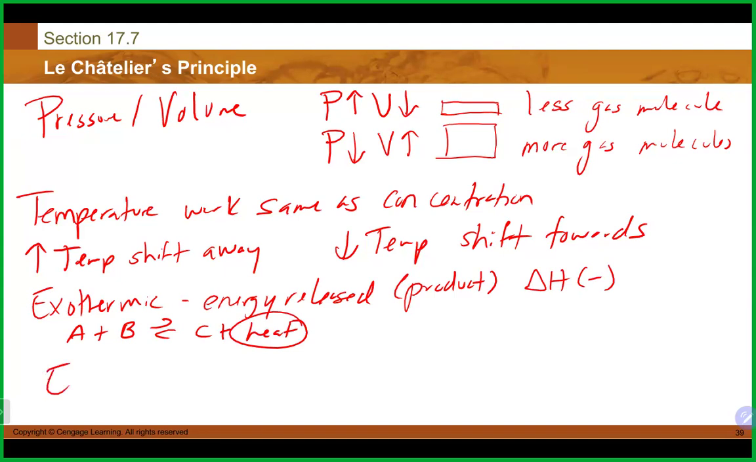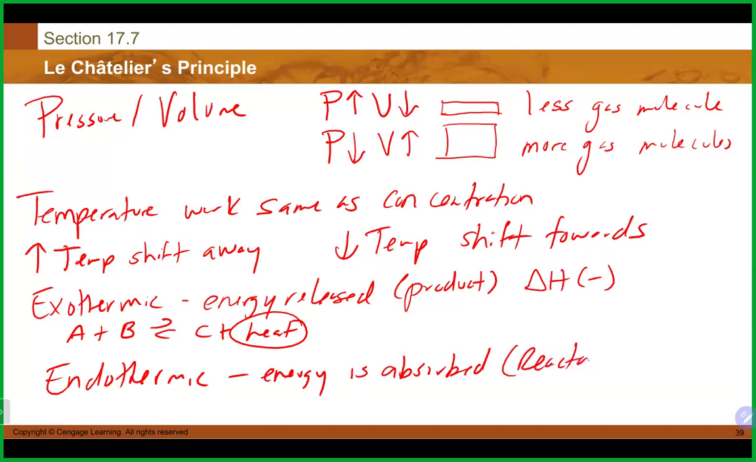If you have an endothermic reaction, energy is absorbed, and we think of it as a reactant. Remember, our delta H is positive in an endothermic reaction, and that would be like heat plus our reactants go to our products in this case.